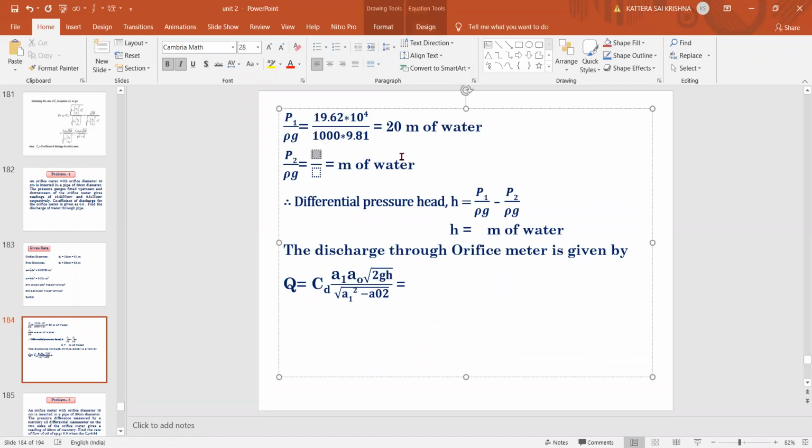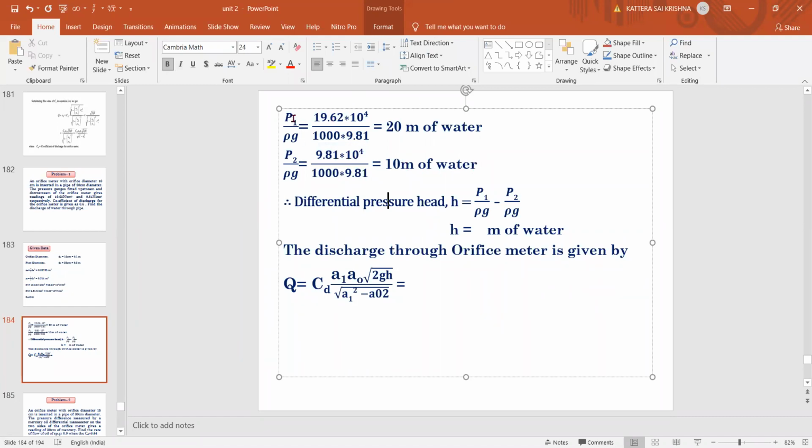Next, the pressure at section 2 is given as 9.81 into 10 power 4, divided by the density of water, 1000 into 9.81. Please calculate this. We'll get 10, because 9.81 gets cancelled. So 9.81 into 10 power 4 by 1000 into 9.81 equals 10 meters of water.